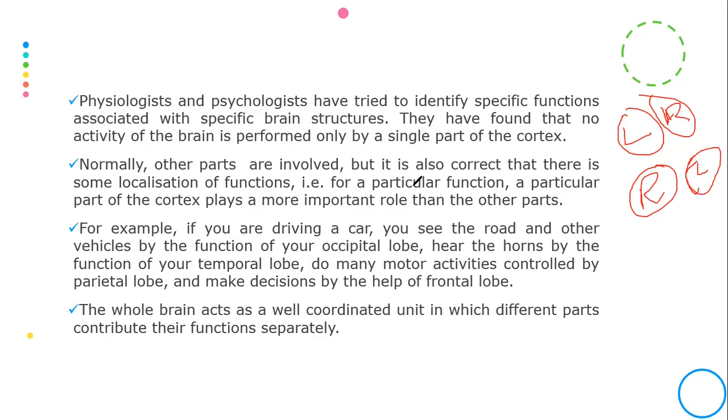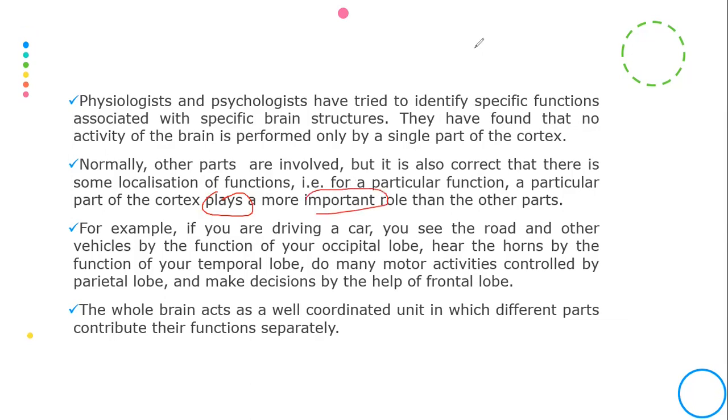Normally, other parts are involved, but it is also correct that there is some localization of the functions. That is what we discussed with the temporal and parietal lobes: the occipital lobe for visual, the temporal for auditory. For a particular function, a particular part of the cortex plays a more important role than other parts. This part picks up the function and plays an important role. That's how the brain works, but it is interdependent on other things.